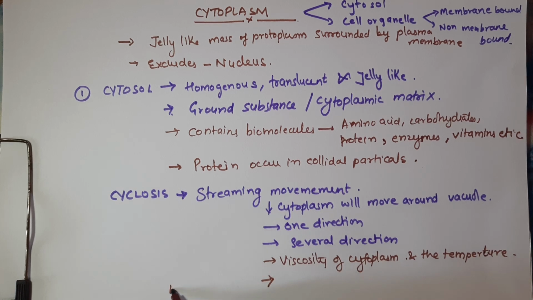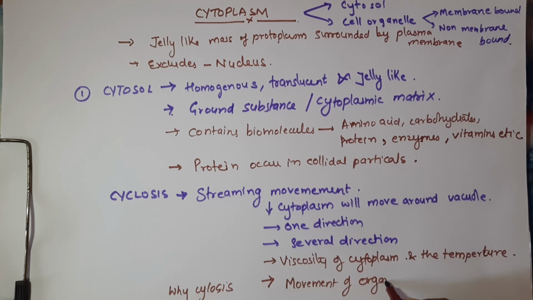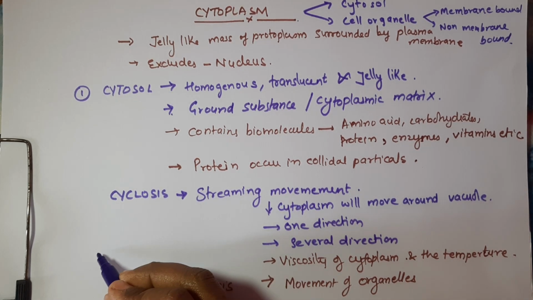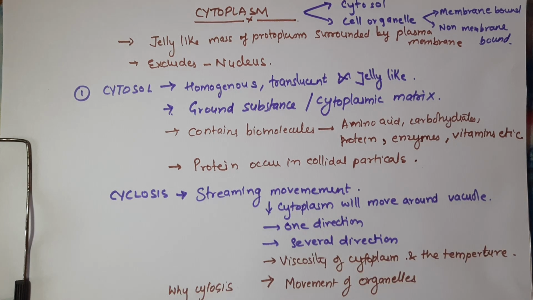Now why is cyclosis needed? Cyclosis is needed for the movement of organelles within the cytoplasm. The movement of organelles happens through the process of cyclosis. Another thing is that in the amoeba, the pseudopodia is formed due to the cyclosis movement.